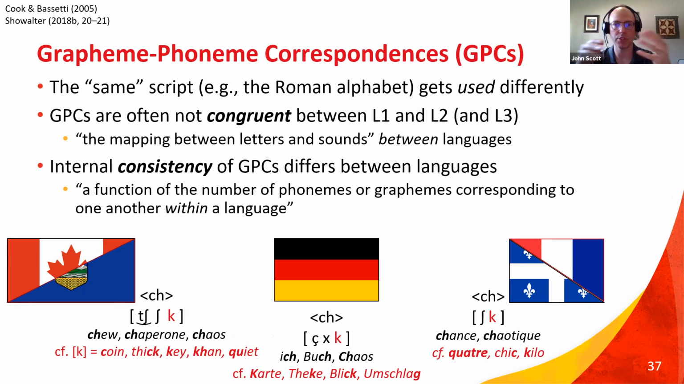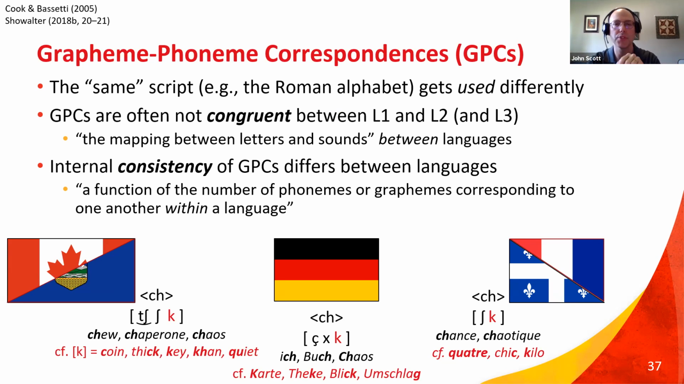And so say between English and German or French, there's no congruence between how letters are used in one language to indicate sounds versus how they're used to indicate sounds in another language. And there's also different degrees of consistency. English and French are rated at the very low consistency end. There's a lot of different ways to match up sounds and letters in those languages, as opposed to Spanish and German, which are on the high consistency end of the scale.